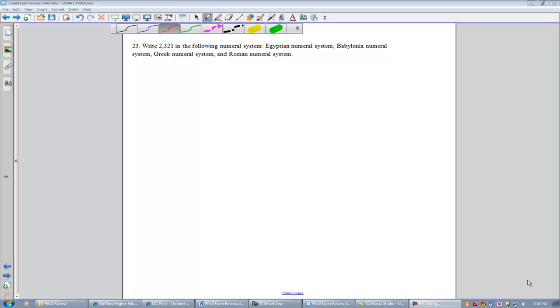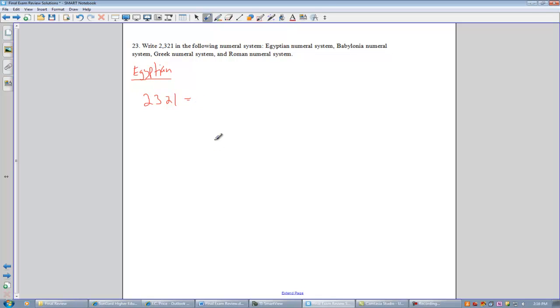Number 23 says, write 2,321 in the following numeral systems. And so we have the Egyptian numeral system, the Babylonian numeral system, the Greek numeral system, and the Roman numeral system. So let's start here with the Egyptian. So let's just write down Egyptian. And so to do this one, we write down 2,321.